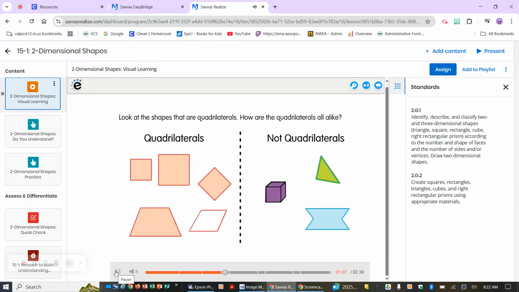Look at the shapes that are quadrilaterals. How are the quadrilaterals all alike? Look at the number of sides, look at the number of corners. The quadrilaterals all have 4 sides. The quadrilaterals all have 4 vertices. The quadrilaterals all have 4 angles.